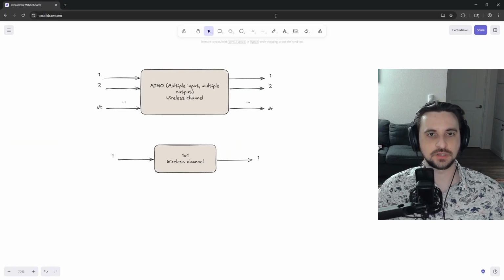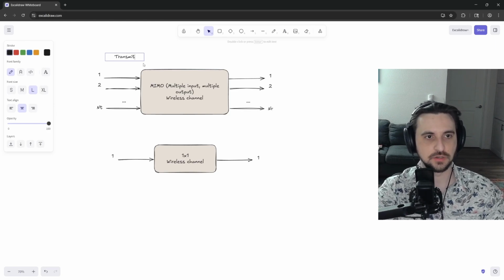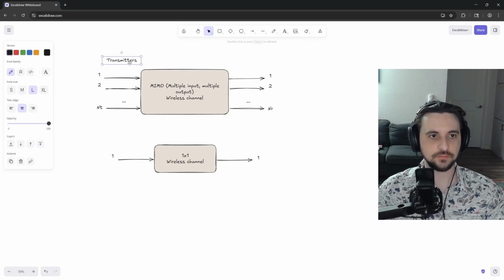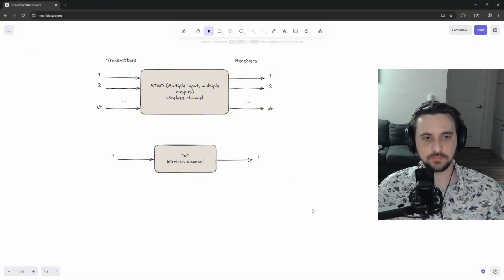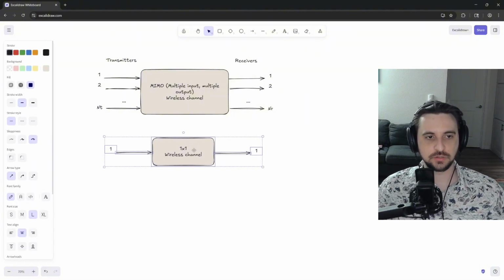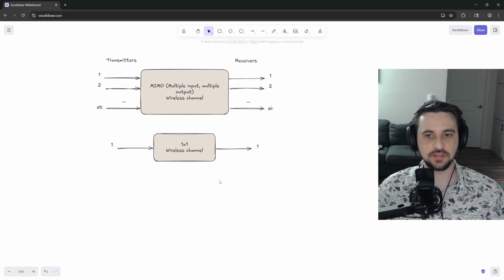Okay, so then let's mark these, we can call these transmitters. And then we can also call these receivers. Okay, so then the most basic channel is a 1x1 wireless channel. Now, what really happens inside this box?